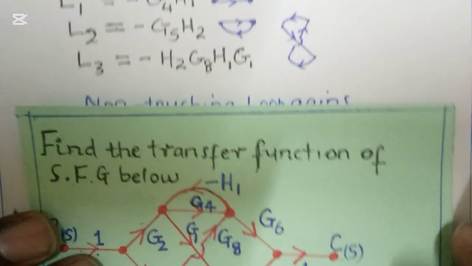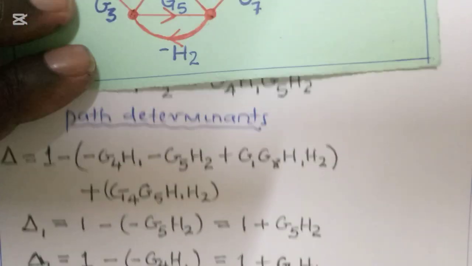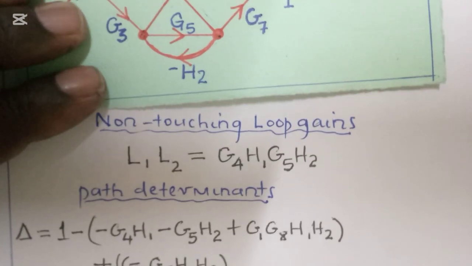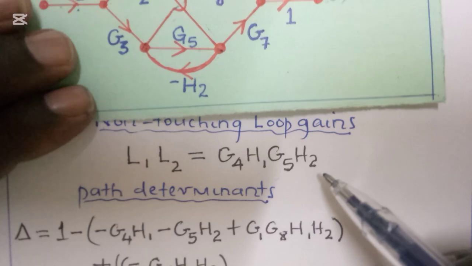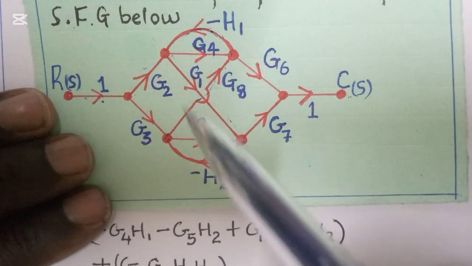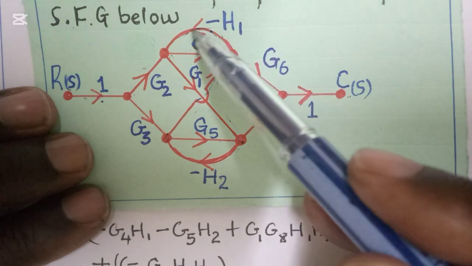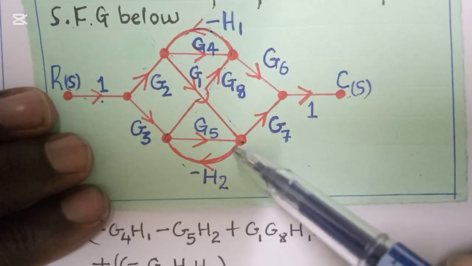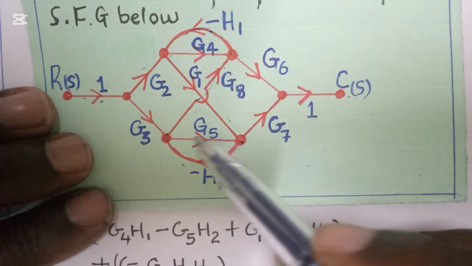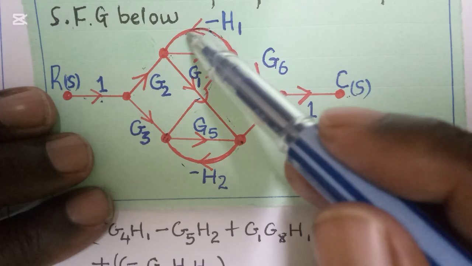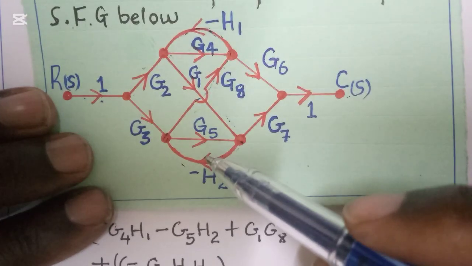After that, guys, we now come to non-touching loop gains. You have not yet talked about non-touching loop gains in our last questions, but here we have non-touching loop gains. So let's look. Guys, you can see we have only 3 loops. If you look at this loop here and this loop, they are not touching anywhere, meaning that any signal moving onto this loop and another one moving onto this loop will not come into contact at any time.